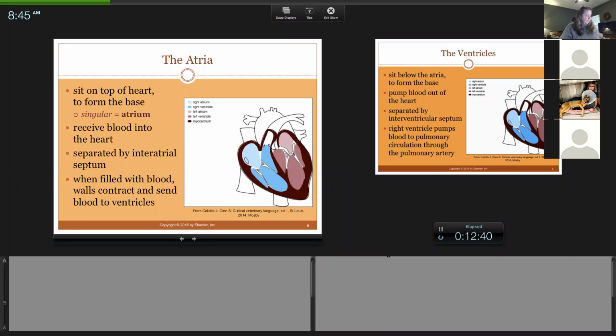Now for 14, where is the right AV valve located? It is between the right atrium and the right ventricle. It's called an AV valve, atrioventricular valve. The other name for that is the tricuspid. I prefer you to call it the tricuspid rather than the right AV valve. Some books and some pictures will call it the right AV valve, but in animals, we refer to their valves as mitral and tricuspid. Okay, so the right one is the tricuspid. The left one is the mitral.